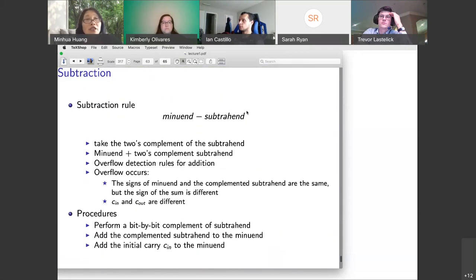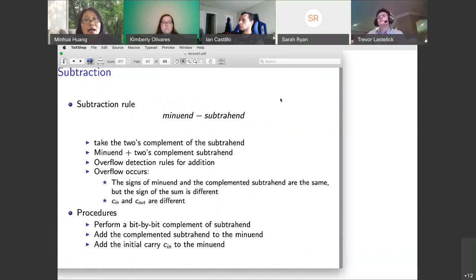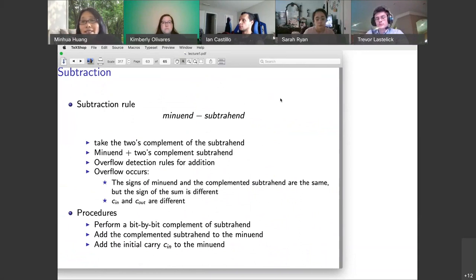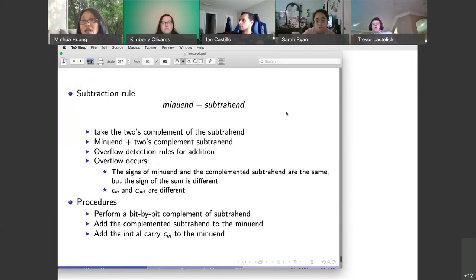So the subtraction rule is minuend minus subtrahend. Okay, so we have two operands around the subtract operator. The first one is called the minuend, the second one is called the subtrahend. So in this case, as long as you have subtraction, you can convert it into addition. So we take the two's complement of the subtrahend.